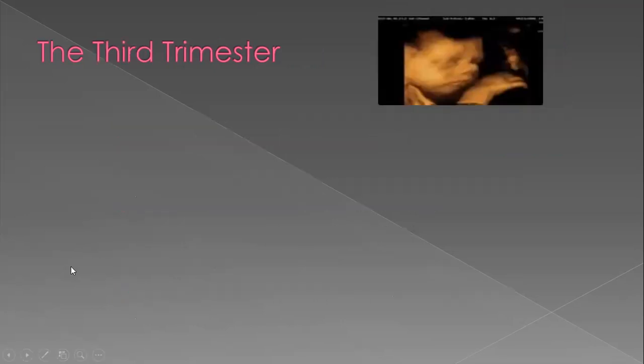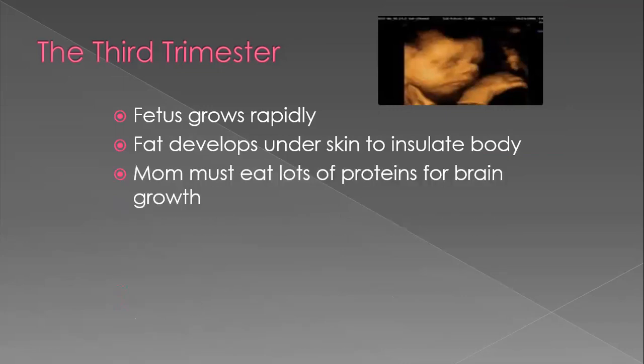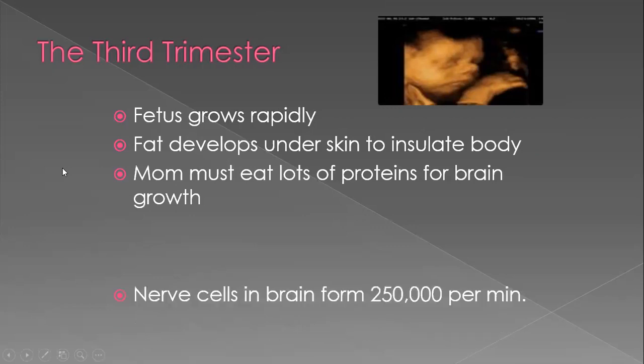The third trimester, so this is months 7, 8, and 9. The fetus grows rapidly during this time. Fat develops under the skin to insulate the body. Mom must eat lots of protein for brain growth. So it's important that mom eats good, healthy foods with lots of vitamins and lots of protein for brain development.